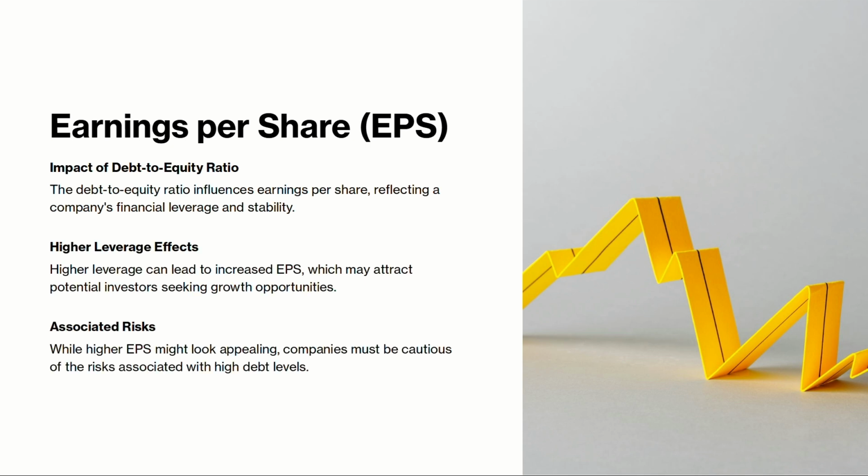Earnings per share (EPS) impact on debt to equity ratio. The debt to equity ratio influences earnings per share, reflecting a company's financial leverage and stability. Higher leverage effects. Higher leverage can lead to increased EPS, which may attract potential investors seeking growth opportunities. Associated risks. While higher EPS might look appealing, companies must be cautious of the risks associated with high debt levels.